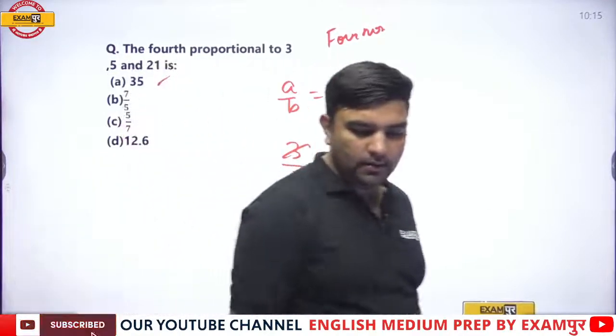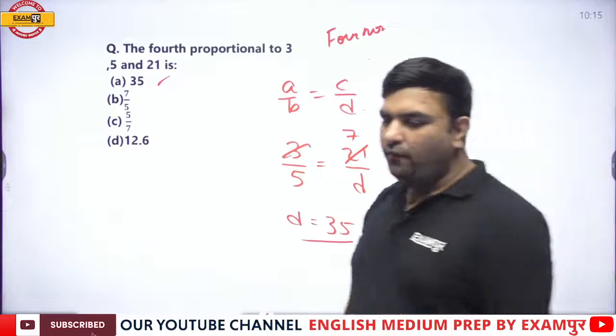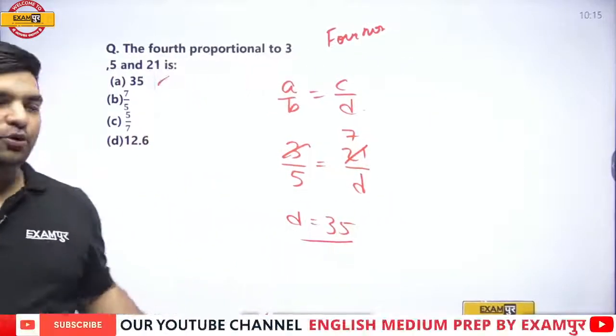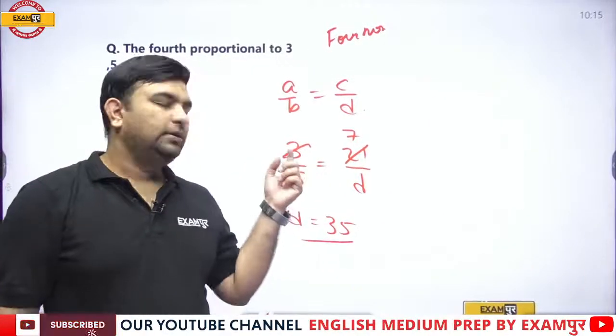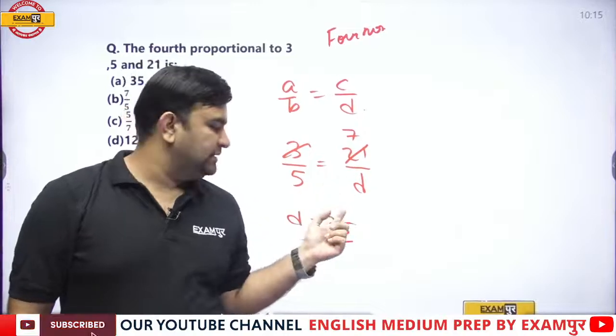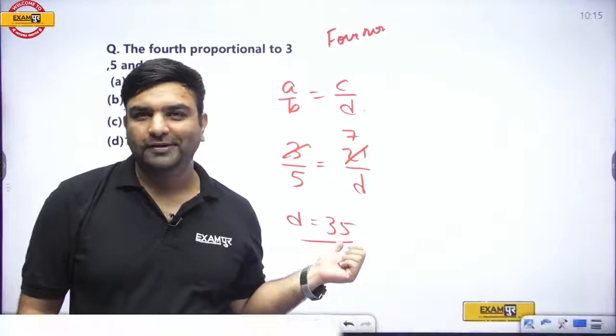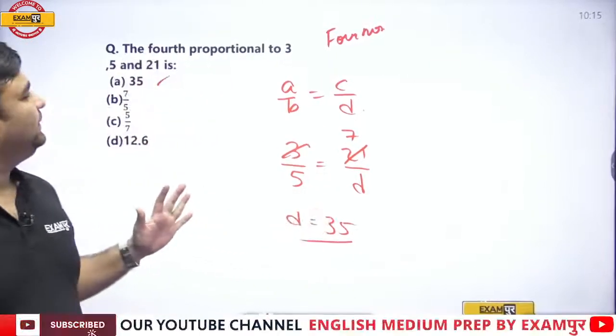Clear? 4 numbers are in proportion means A upon B is equal to C upon D. So 3 by 5 is equal to 21 by D. So D comes out to be 35.